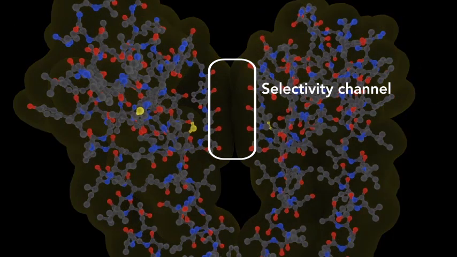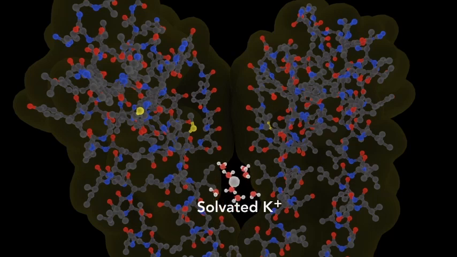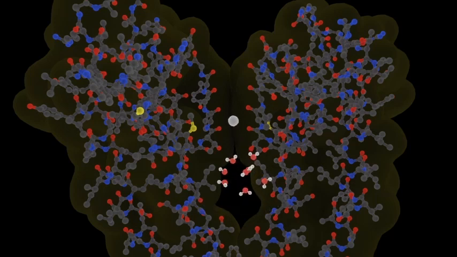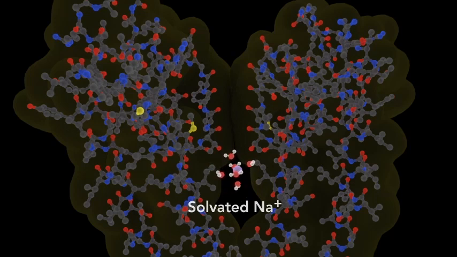Researchers propose that both potassium and sodium ions can initially enter the channel in a solvated state, that is, surrounded by water molecules. The interaction of potassium ions with oxygen atoms on amino acids in the selectivity channel allows them to desolvate, or shed their water molecule associations, and pass through the channel. Sodium ions, being slightly smaller than potassium ions, cannot make the same interaction as potassium ions. As a result, it is energetically unfavorable for sodium ions to desolvate, and their large solvated size keeps sodium ions from moving through the channel.